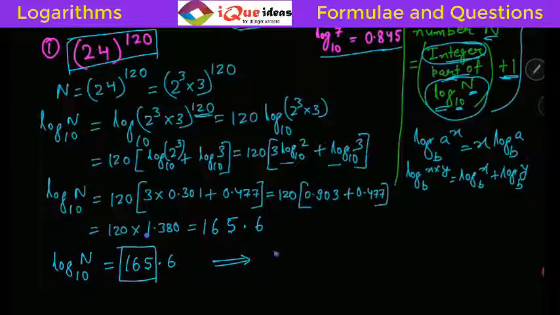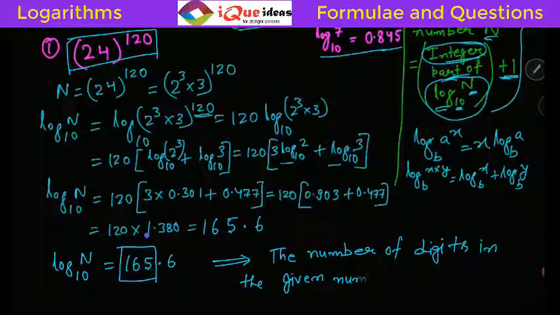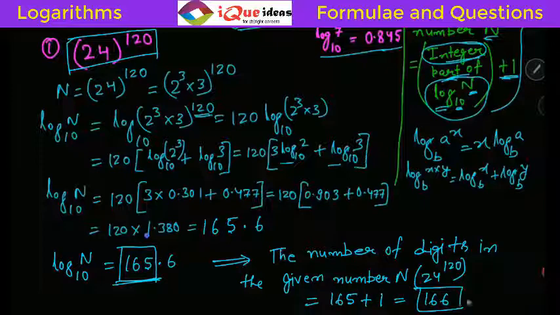That means the total number of digits in the given number n, which was 24 raised to the power 120, is equal to the integer part of log, that is 165, plus 1, that is 166. So the answer of this question is 166 digits in the number 24 raised to 120. Alright, now let's go to the next question.